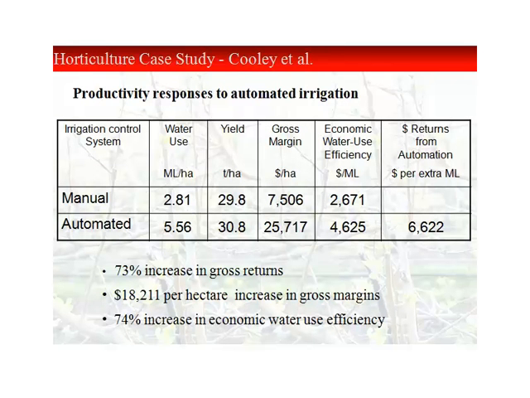The exact value of the crop was calculated. We were able to improve our economic water use efficiency from $2,671 per megalitre on the manual or traditional irrigation to $4,625, which was the real-time automated irrigation. This represented a 73% increase in gross returns.